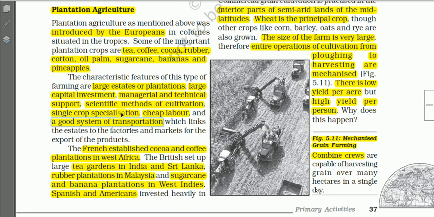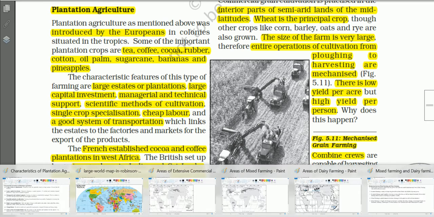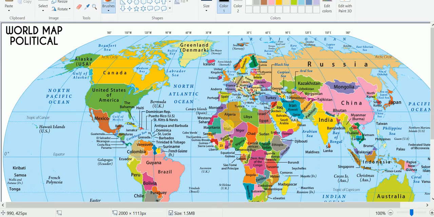If you don't have questions, then let us continue. The French established cocoa and coffee plantation in West Africa. Cocoa, I think you have seen the photograph. Then the British set up tea gardens in India and Sri Lanka, rubber plantation in Malaysia, then sugarcane and banana plantation in West Indies. I think you may be knowing the locations also.